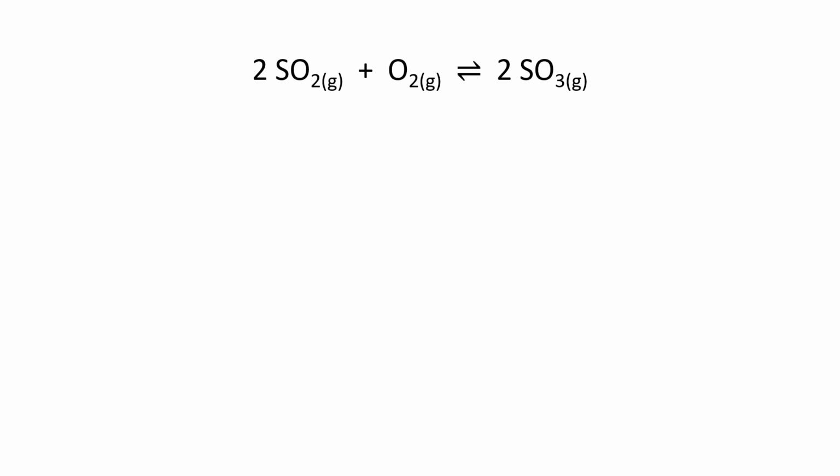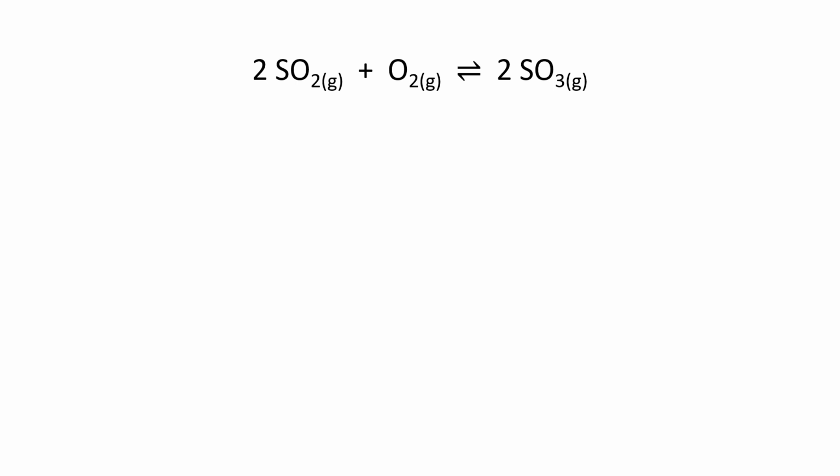Recall equilibrium indicates that the rate or speed of the forward reaction is equal to the rate of the reverse reaction. We know we're dealing with the reverse reaction if we see the double-headed arrow. So that arrow going in both directions indicates that the reaction will also proceed in both directions.